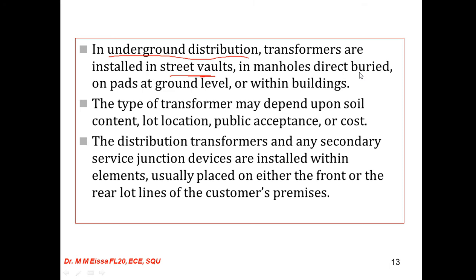in manholes, directly buried on paths at ground level, or within a building. This is for underground distribution. The type of installation may depend upon soil content, location, public acceptance, or costs. These are some precautions to make such installation. The distribution transformers and any secondary service junction are installed within an element, usually based on either the front or the rear lot lines of the customer's premises.